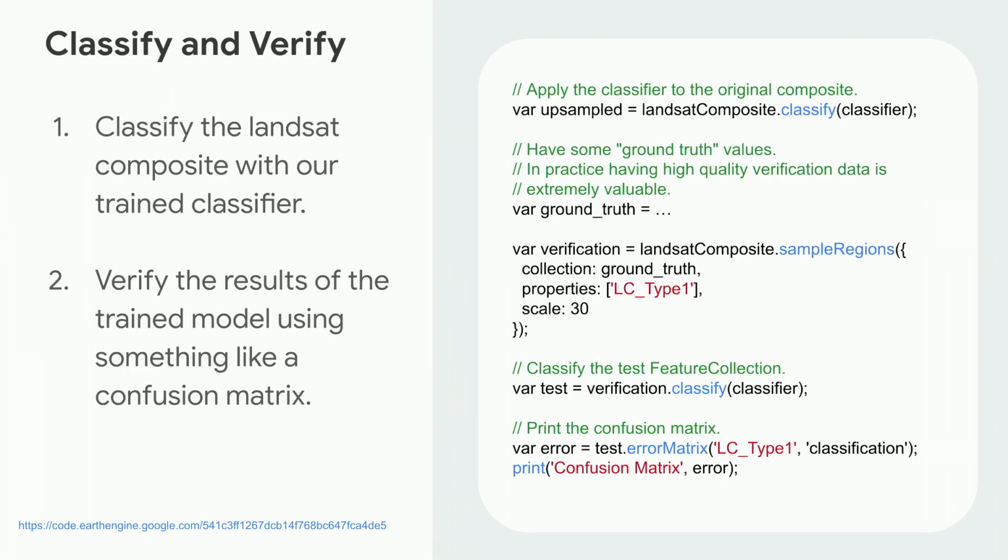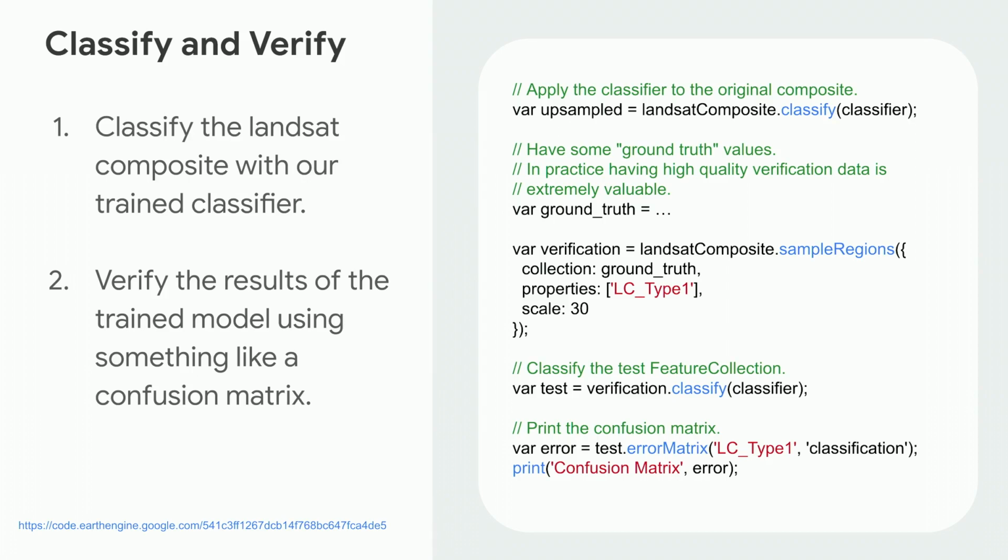So the last step is actually getting your upsampled land cover classification. In Earth Engine, it's really simple. All you need to do is take your input imagery, which is this Landsat composite. Then you just use the method classify and the classifier that you just trained.